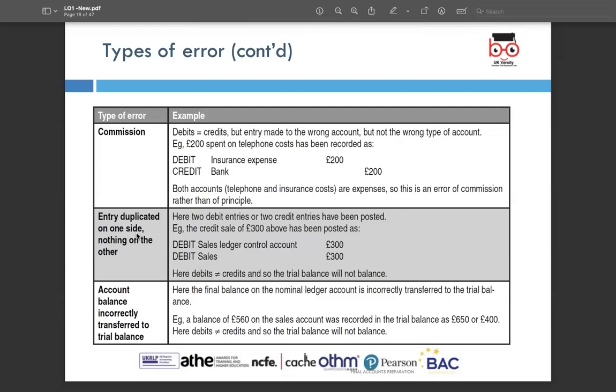Balance incorrectly transferred. This error happens when the balance of a nominal ledger account is incorrectly transferred to the trial balance. For example, a sales account with a balance of 560 might be recorded in the trial balance as 650 or £400, leading to discrepancies in the final trial balance totals.